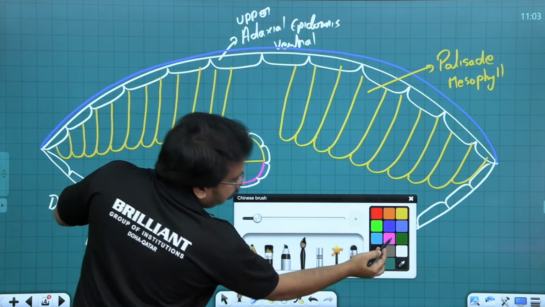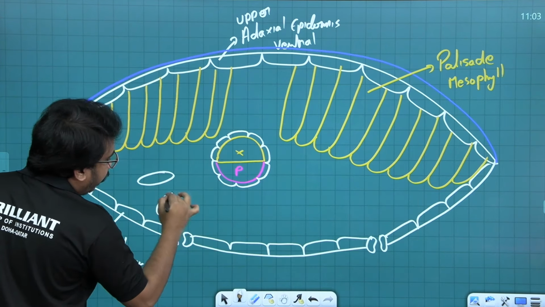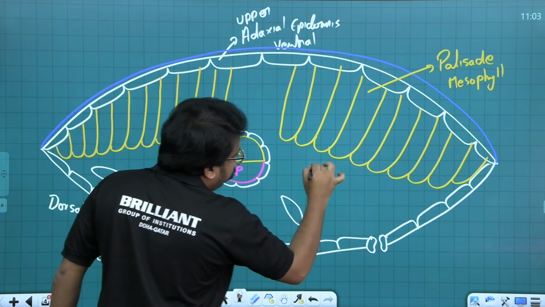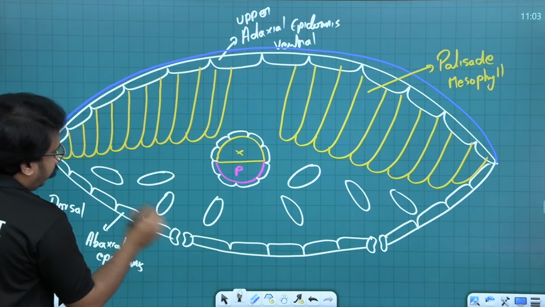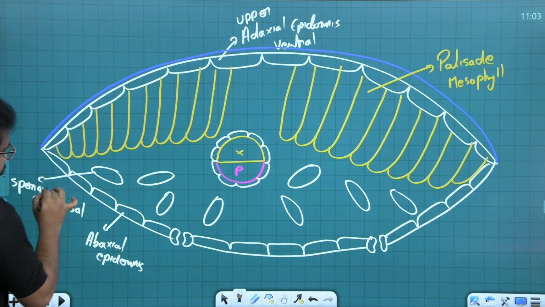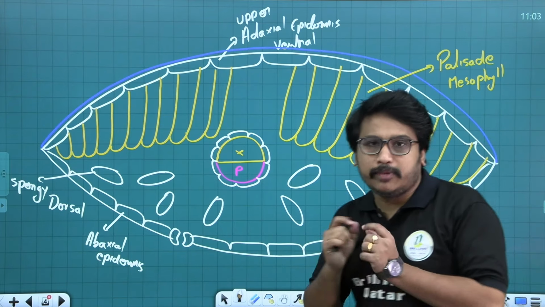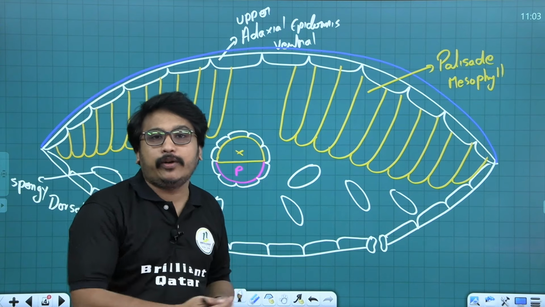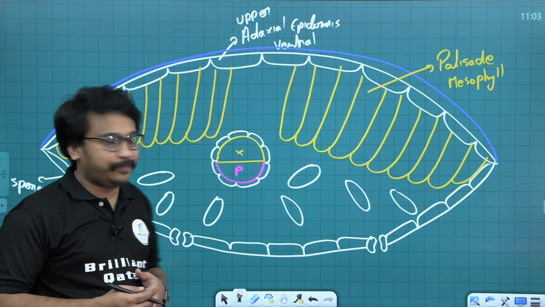Then there is another mesophyll that is coming here, which will be having a lot of air spaces in between. That mesophyll is actually called spongy mesophyll. So like this, two types of mesophyll is present. So this is the palisade mesophyll and this is the spongy mesophyll. So spongy mesophyll is having a lot of intercellular air space. So why do they have this anatomy?